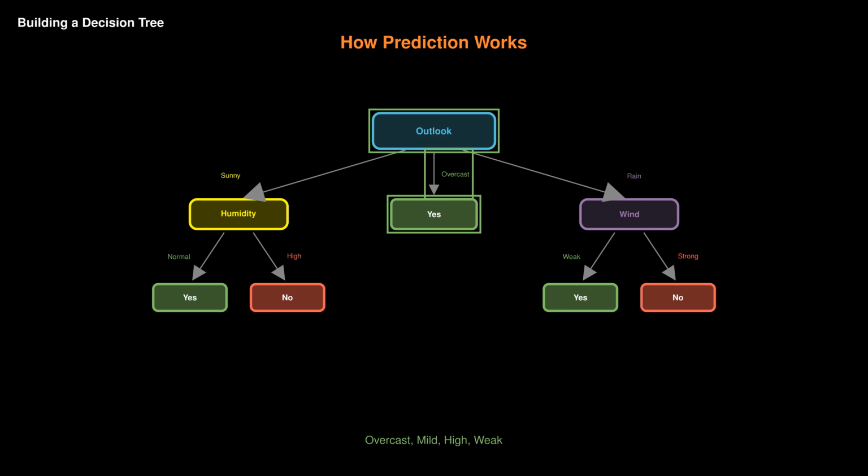Now take an overcast, mild day. Outlook is overcast, go to the middle. We immediately reach yes. Every prediction is just a path from root to leaf.